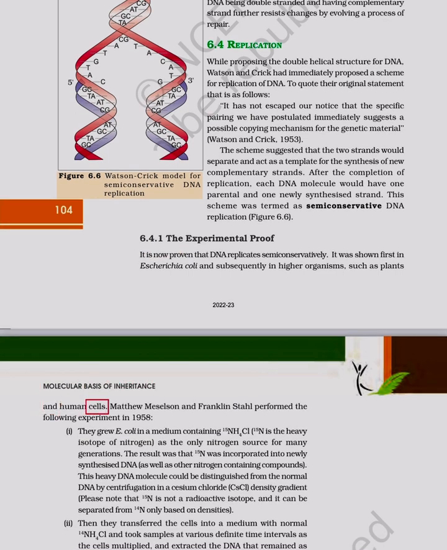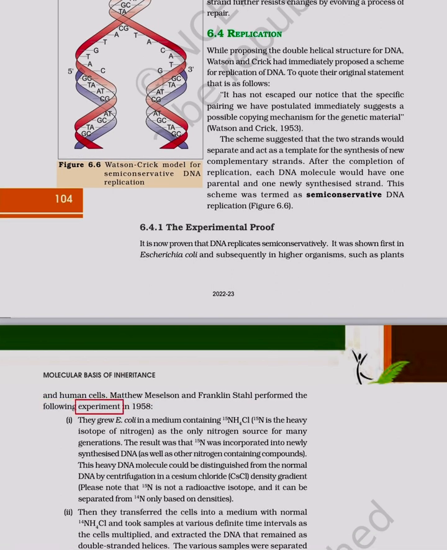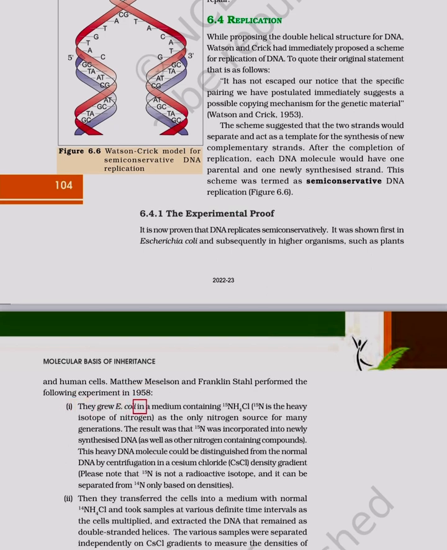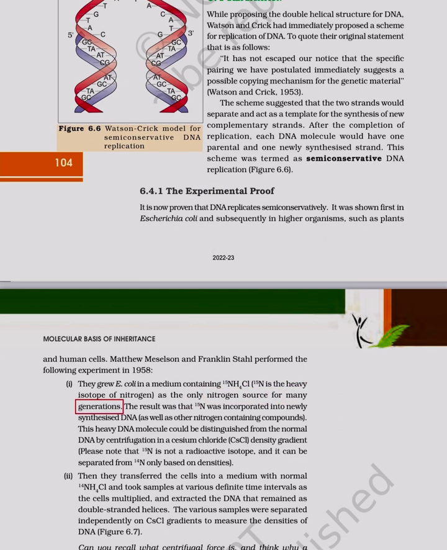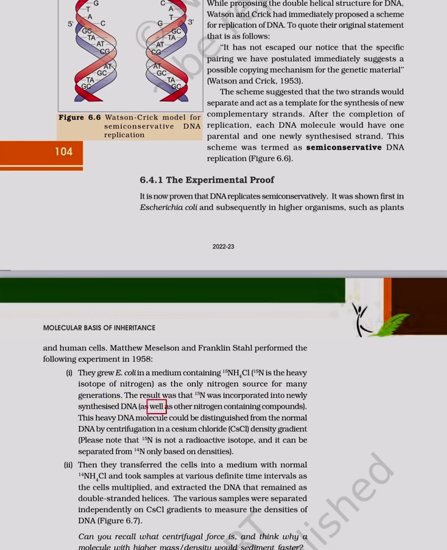Matthew Meselson and Franklin Stahl performed the following experiment in 1958. They grew E. coli in a medium containing 15NH4Cl, with 15N, the heavy isotope of nitrogen, as the only nitrogen source for many generations. The result was that 15N was incorporated into newly synthesized DNA as well as other nitrogen-containing compounds.